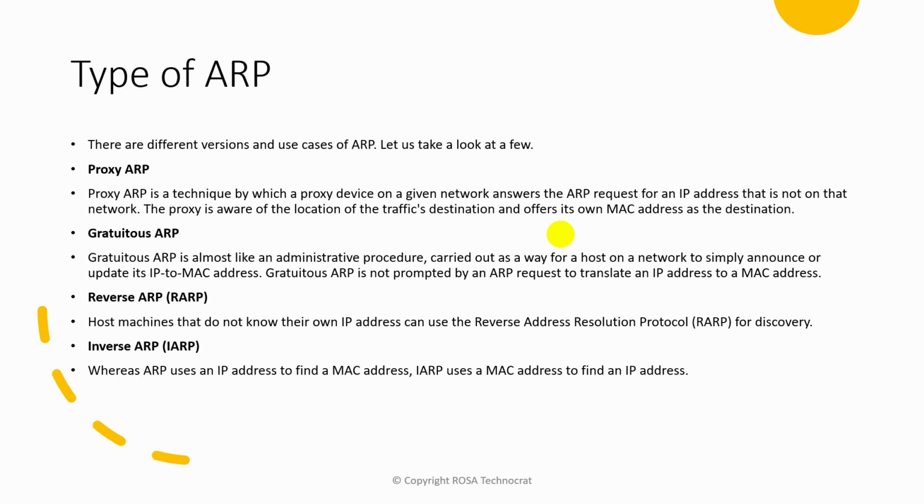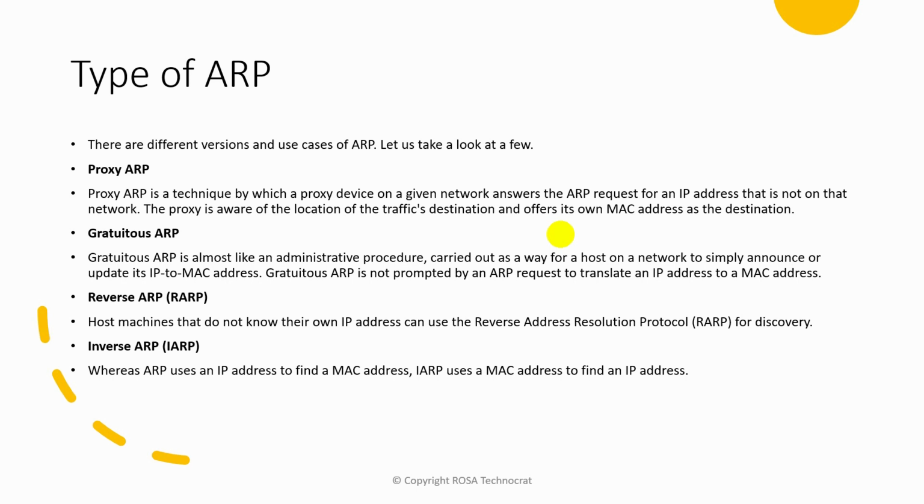So the first one is proxy ARP. Proxy ARP is a technique by which a proxy device on a given network answers the ARP request for an IP address that is not on the network. So to simplify, one device on behalf of another device answers the ARP request. That is proxy ARP. As the name says, proxy means someone answering on someone else's behalf.